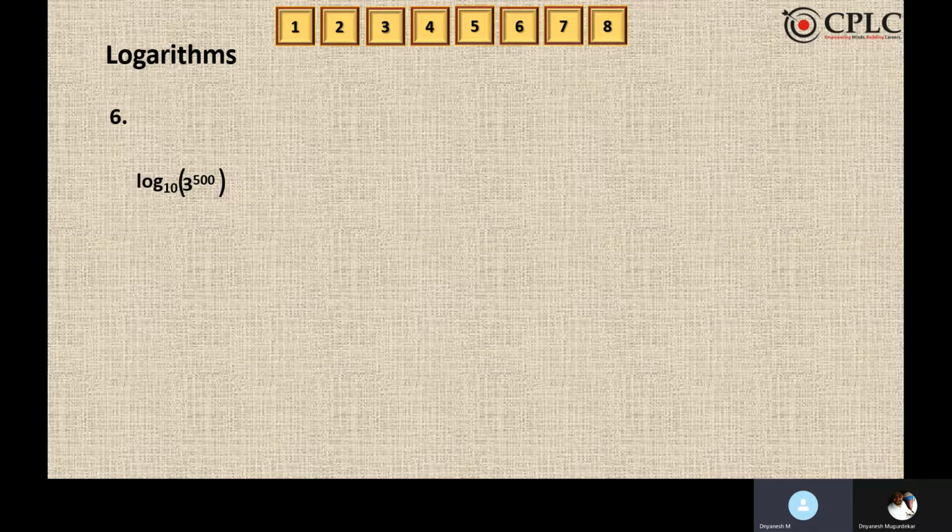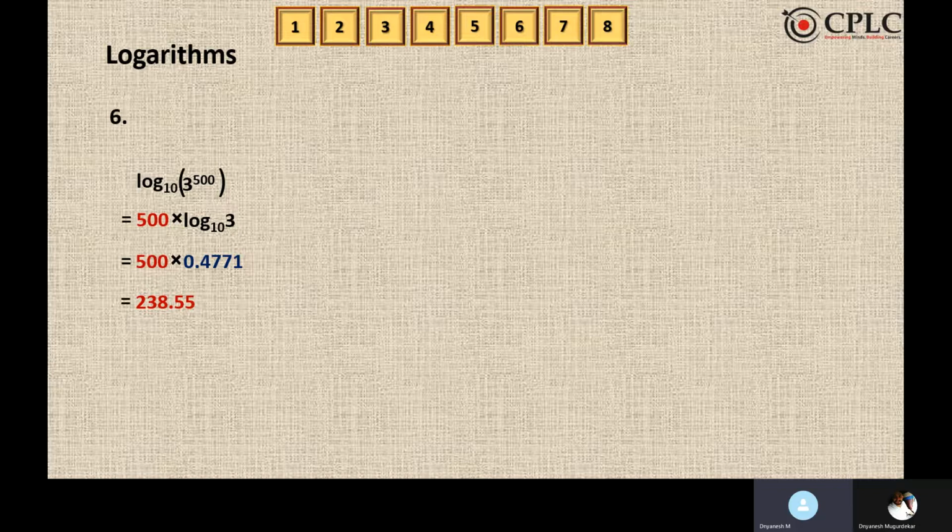Again, the power property, 500 will come ahead. You will get 500 log 3. We know the value of log 3, which is given in the data itself, which is 0.4771. So 500 multiplied with 0.4771, you get 238.55. In this part, the characteristic is the integer part of the answer, which is 238, and the mantissa is the decimal part of the answer, which is 0.55.